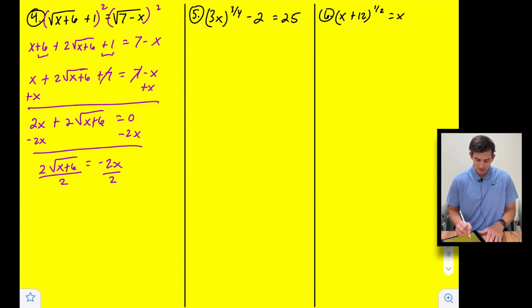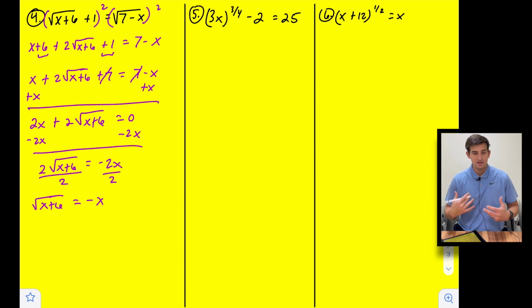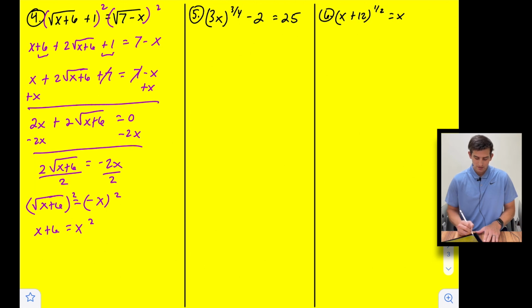Now let's divide both sides by 2. So now we have the square root of x plus 6 is equal to negative x. Now we have a radical on one side, we've isolated it, so let's go ahead and square both sides of this. So now we have x plus 6 is equal to, and negative x times negative x would just be x squared.